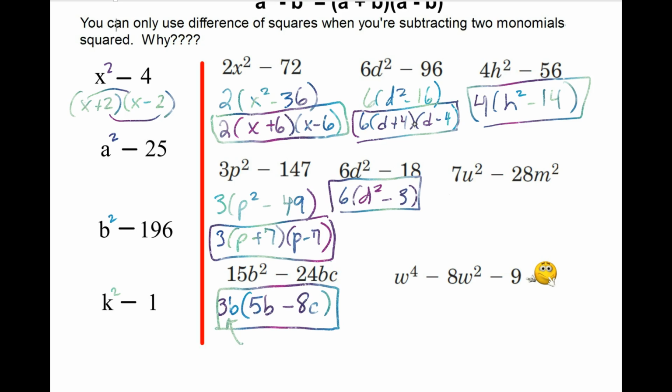Okay, let's look here. We can factor out a 7, and we end up with u squared minus 4m squared. Well, is this the difference of squares? Well, u is u squared, 4 is a perfect square, that's 2, m is a perfect square, that's m squared, so yes it is. So therefore our answer is 7 times u minus 2m, just to prove my point, doesn't matter which one we put first, times u plus 2m. That is my answer.